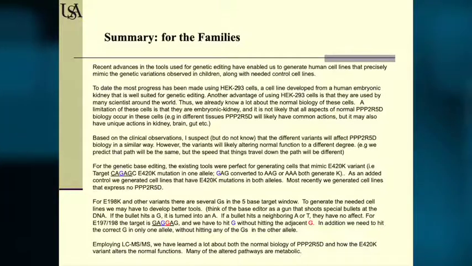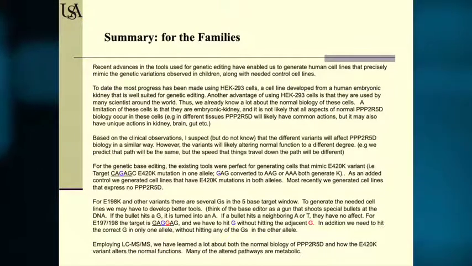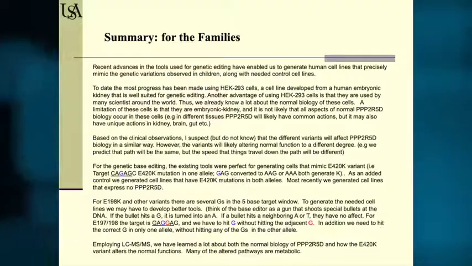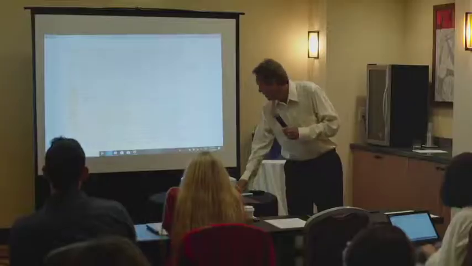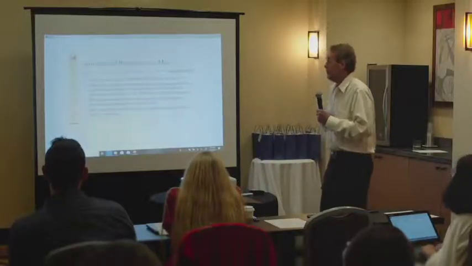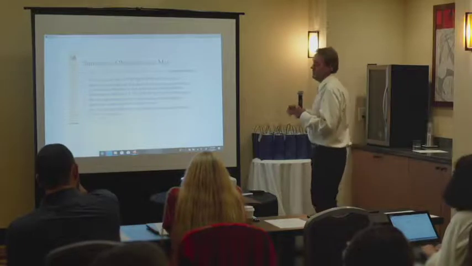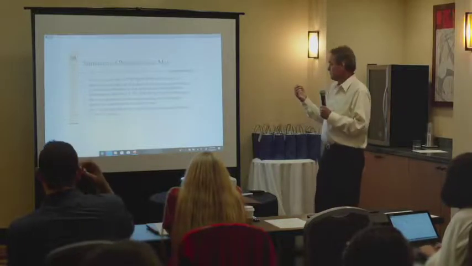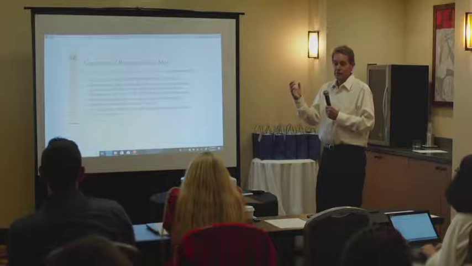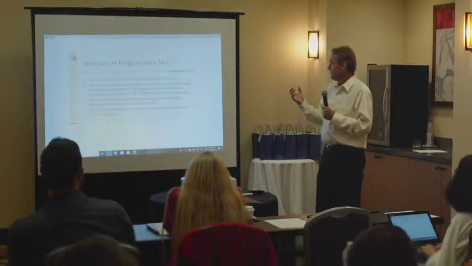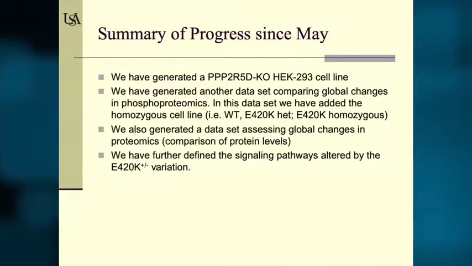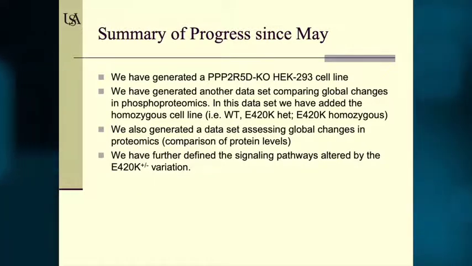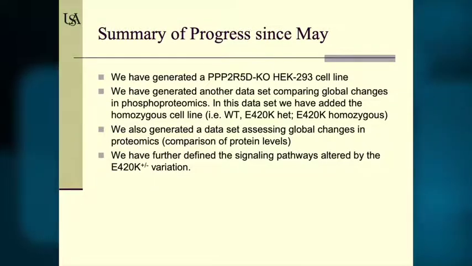But the other approach that we're going down is to make the knockout cell line, which we have done. So we took the 293 cells and we used the classic CRISPR methods to just eliminate the entire R5D. And then we can put back the different variants into the cell line that doesn't have the others. And this was literally just made in the last couple weeks.